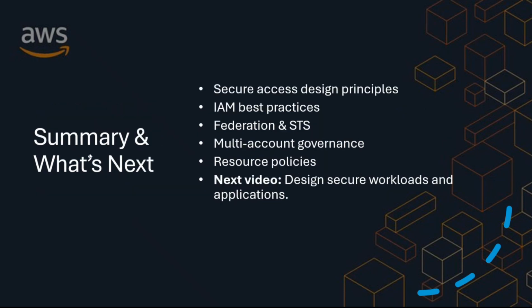So to summarize, in this video, we explored how to design secure access to AWS resources, covering IAM fundamentals, authorization models, STS, federation, multi-account governance, and resource-based security. These concepts form the backbone of AWS identity security and are critical for both the exam and real-world architecture. In the next video, we will begin with designing secure workloads and applications, one of the most important sections of Domain 1. See you there. Thank you.